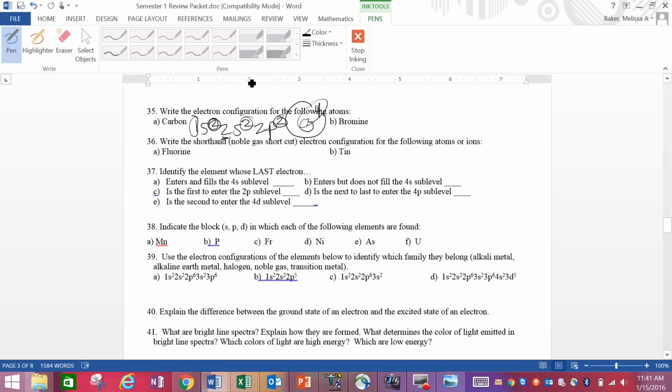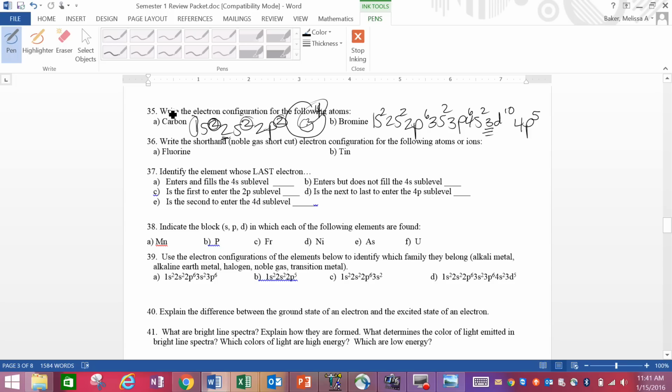Okay, bromine is the same sort of a thing, it's just longer. So bromine is 1s2, 2s2, 2p6, 3s2, 3p6, 4s2, 3d10. Remember, it skips down 1. 4p, and it's 5 over.